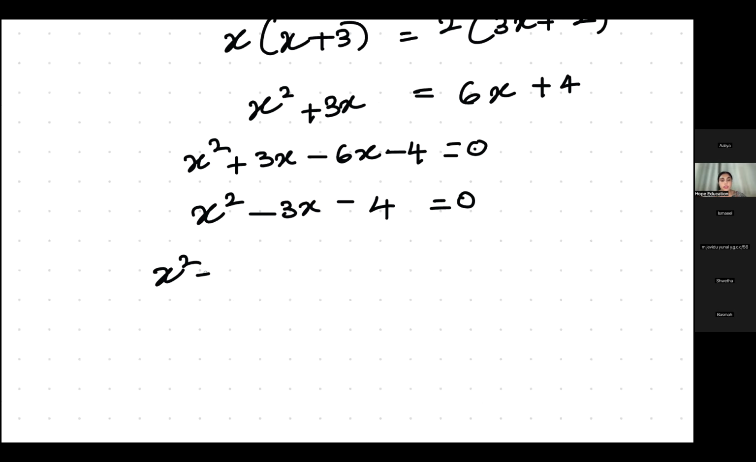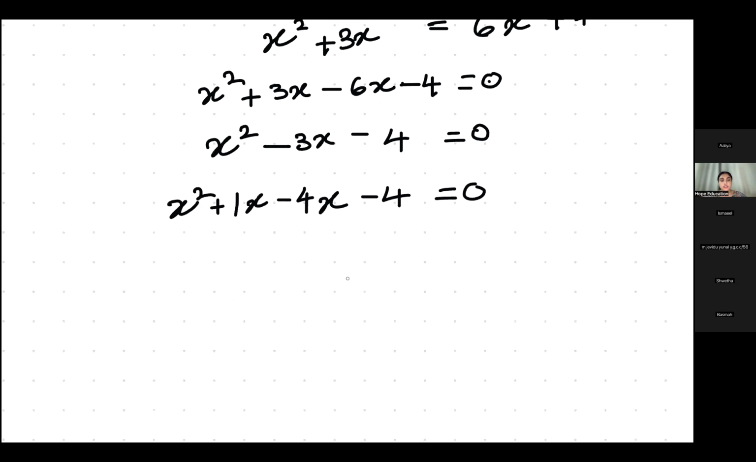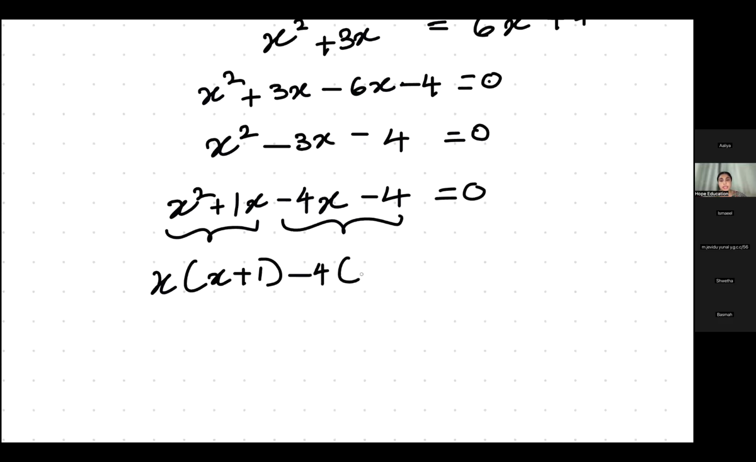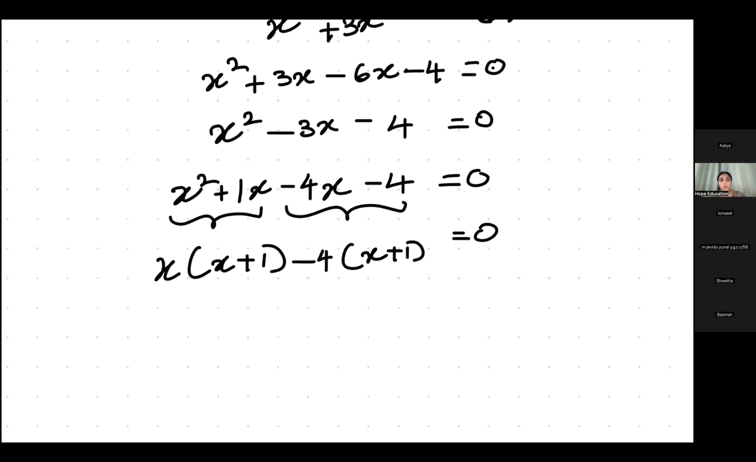Plus 1x minus 4x minus 4 equals 0. If we take the first two, x is common, so it's x plus 1. Then if we take these two, minus 4 is common, so x plus 1. So x plus 1, x minus 4 equals 0.